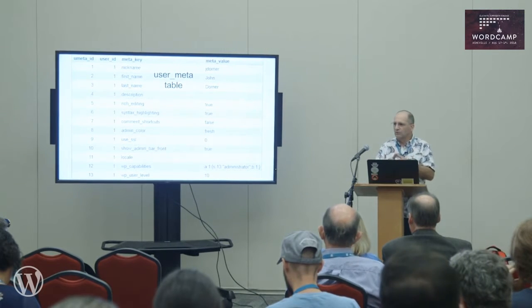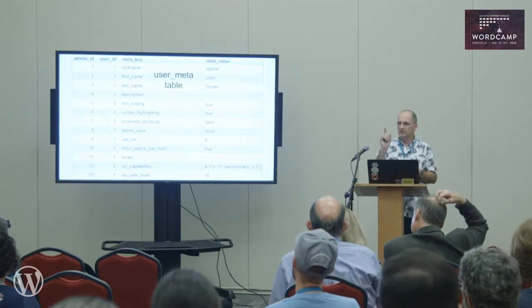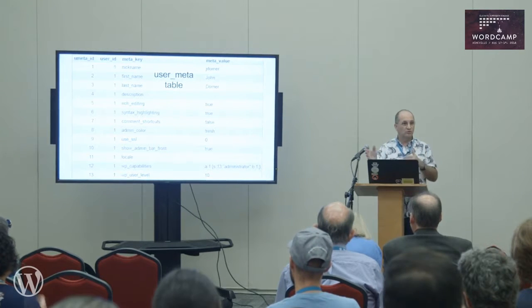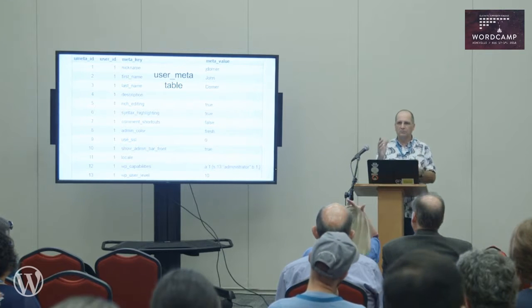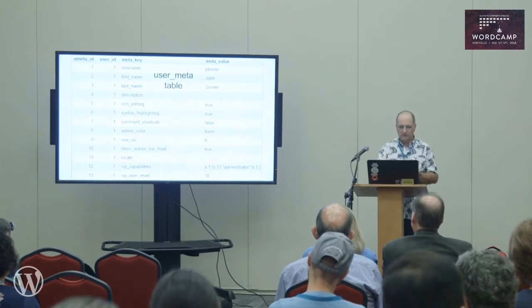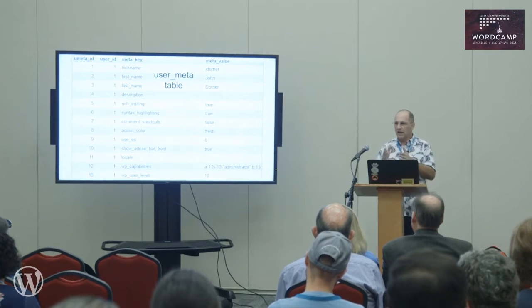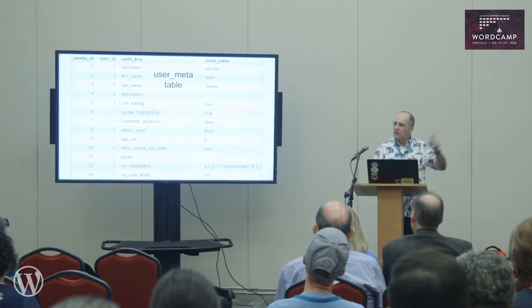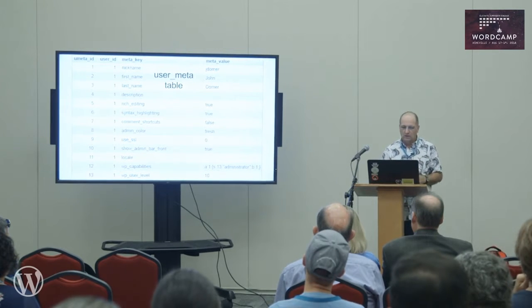This is where it remembers. If you were using the editor and you clicked on text view instead of visual, you select text. When you come back tomorrow and you open another page, it's going to be in text view. One of these meta keys has how you are using the visual editor or the text editor. So every time you open a page, it's going to say, oh, he likes the text editor, I'm going to show him the text editor instead of the visual editor.